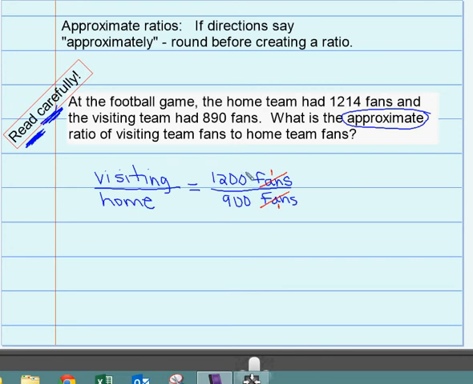I know I could divide both of these by 100 really quickly. And then I can divide both by 3, and I would end up with 4 to 3. So the ratio of visiting team fans to home team fans is 4 to 3. And that's how you would do an approximation of ratios. And really, that's all I have for you today.